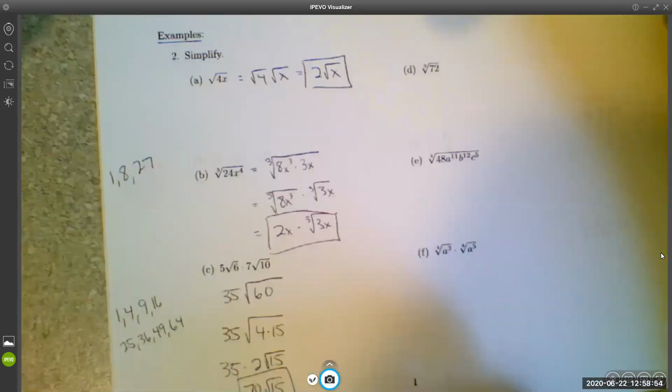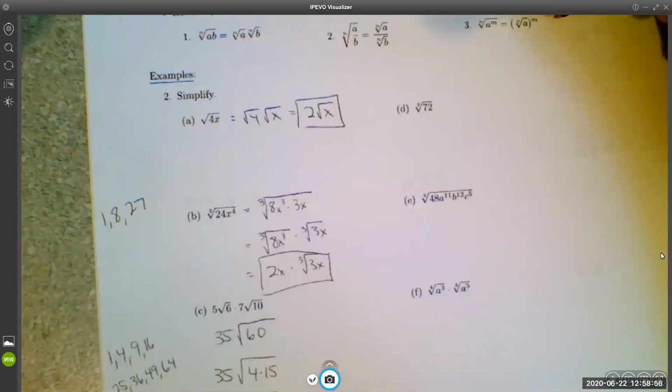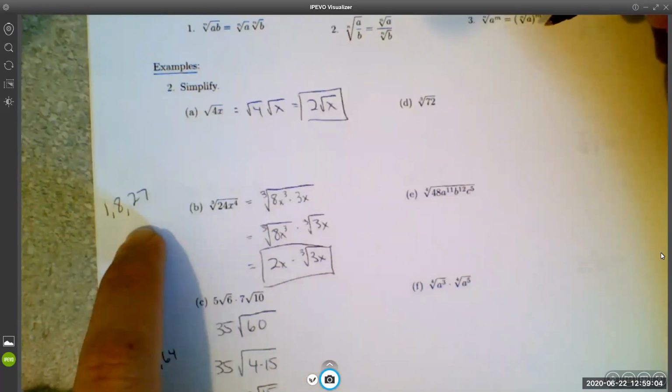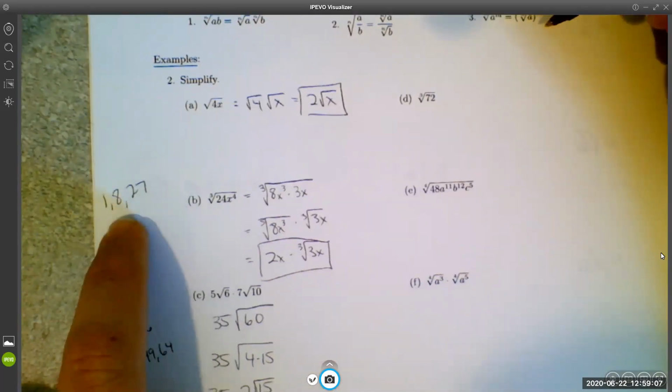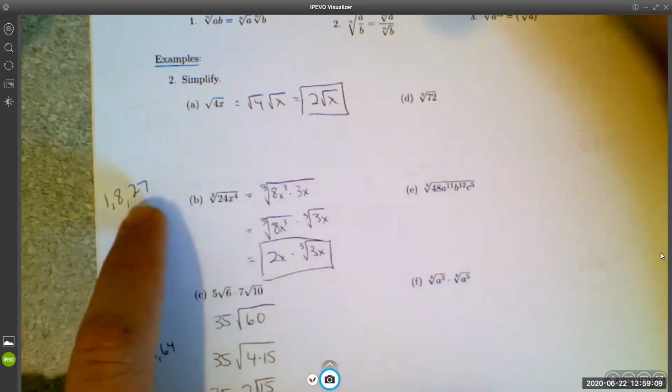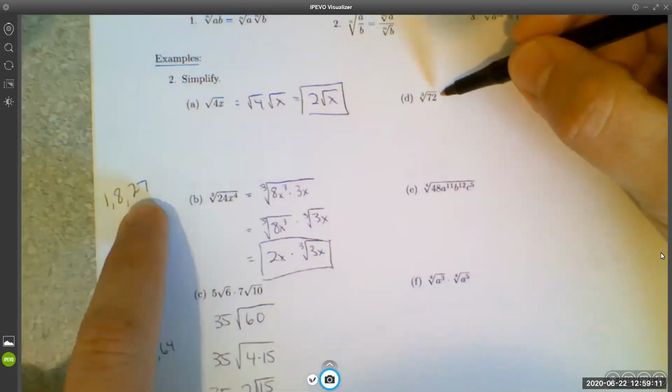Cube root 72. We need to think of the largest perfect cube that goes into 72. Here we started making lists of perfect cubes. 1, 8, 27. 8 goes into 72. Let's see if there's something bigger, right? Does 27 go into 72? No.